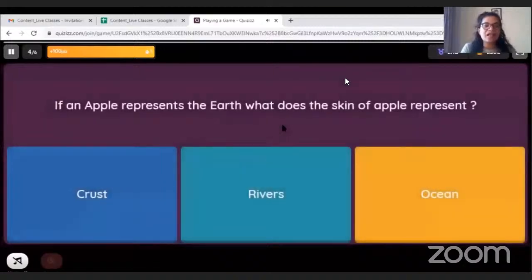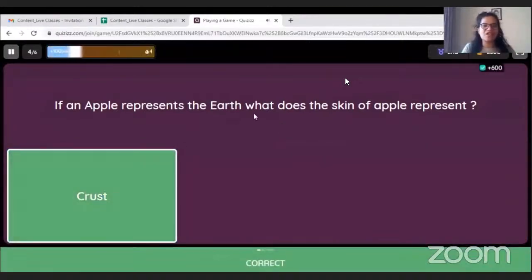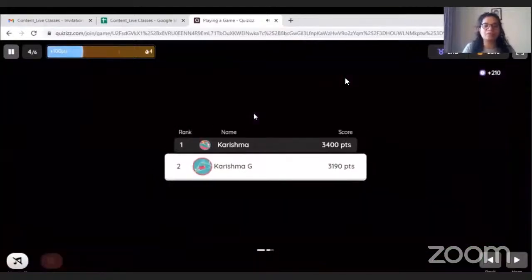Okay, let's go ahead. If an apple represents the earth, what does the skin of the apple represent? Now, the outermost layer of the earth is the crust. So, the outermost layer of the apple should represent the crust. Good job. You're getting it. Great. You understood it properly. Very good.